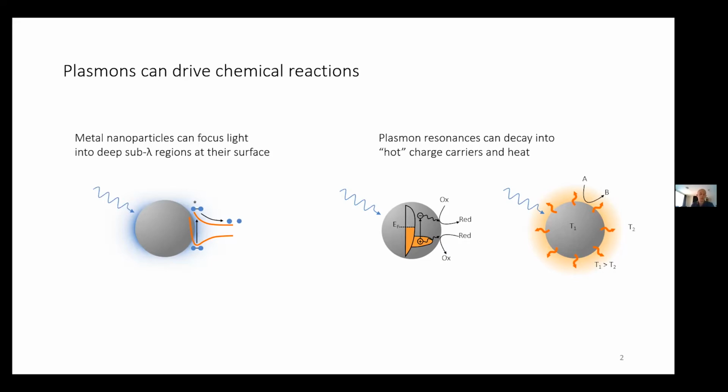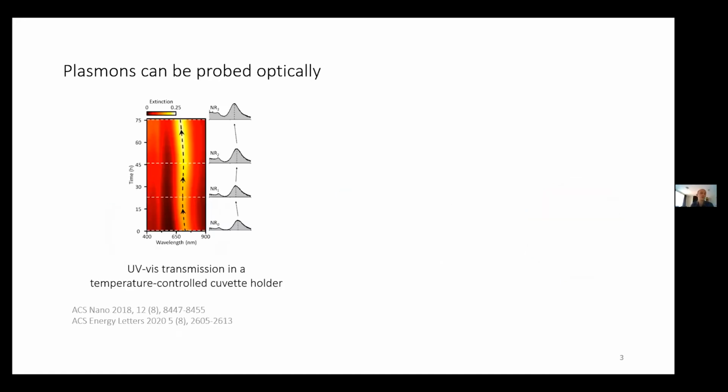So now, of course, the question becomes, how do you characterize these processes? And you can either choose to characterize the optical properties of your catalysts, or you can choose to characterize the reactants and the products. Now, if you choose to characterize the optical properties of your catalysts, I think the most straightforward thing to do would be to take UV-vis transmission, so to just measure the extinction of your nanorods.